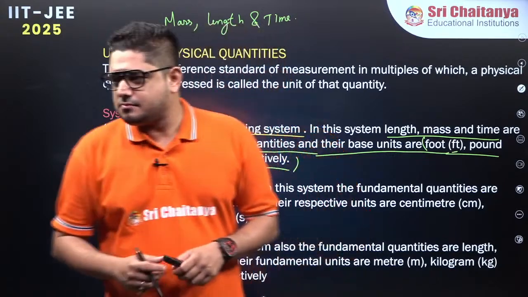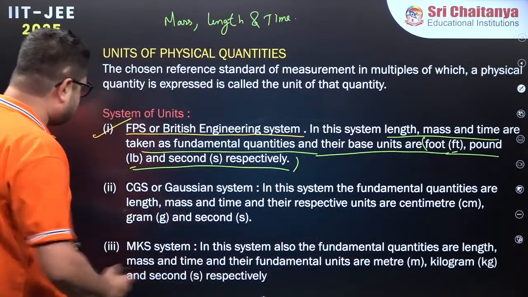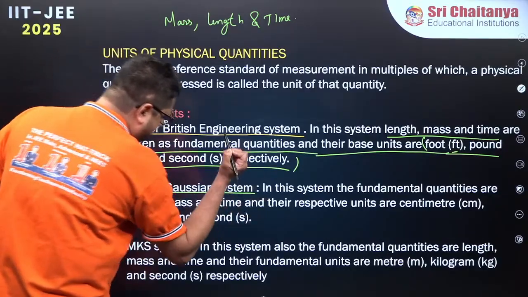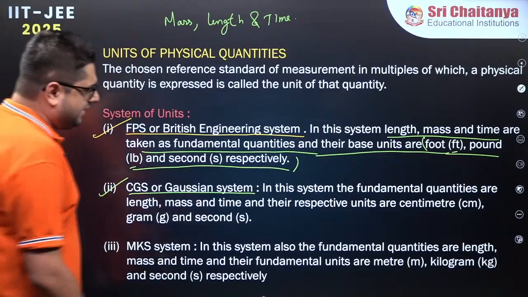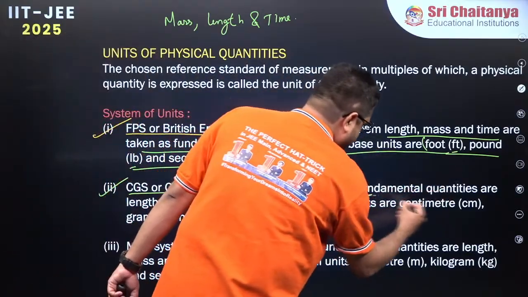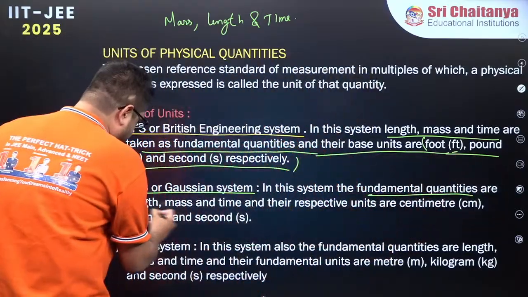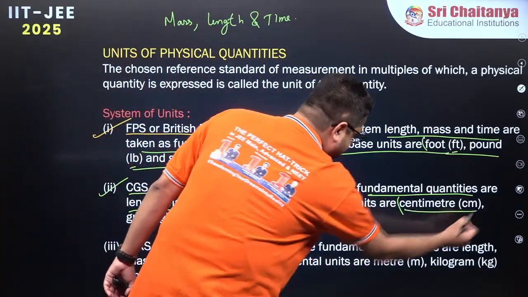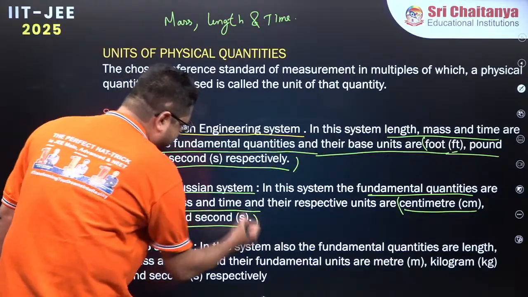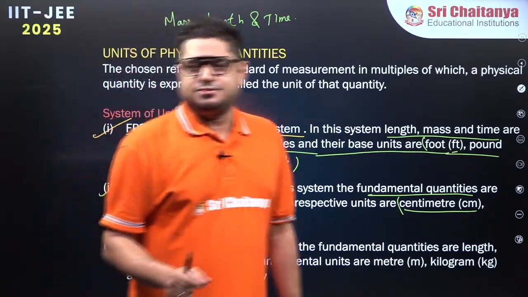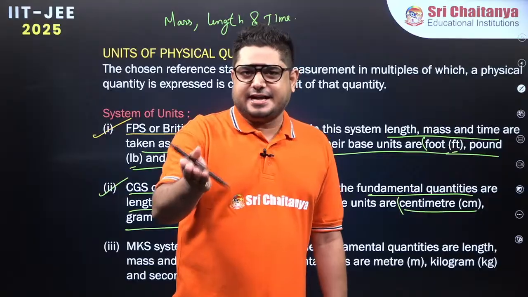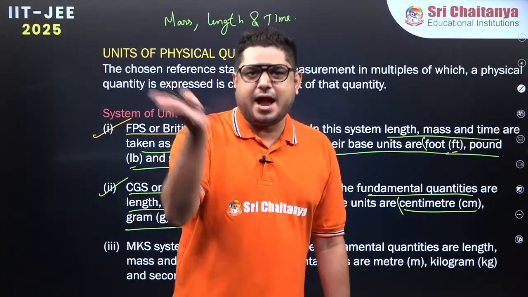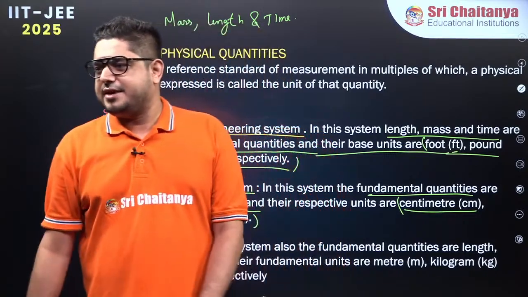Now over here you can see CGS or Gaussian system, that's the next type of system. In this system, the fundamental quantities are once again length, mass and time, and the respective units are centimeter, gram and second. So that's why you can read that short form as CGS, denoting centimeter, gram and second. Very good.